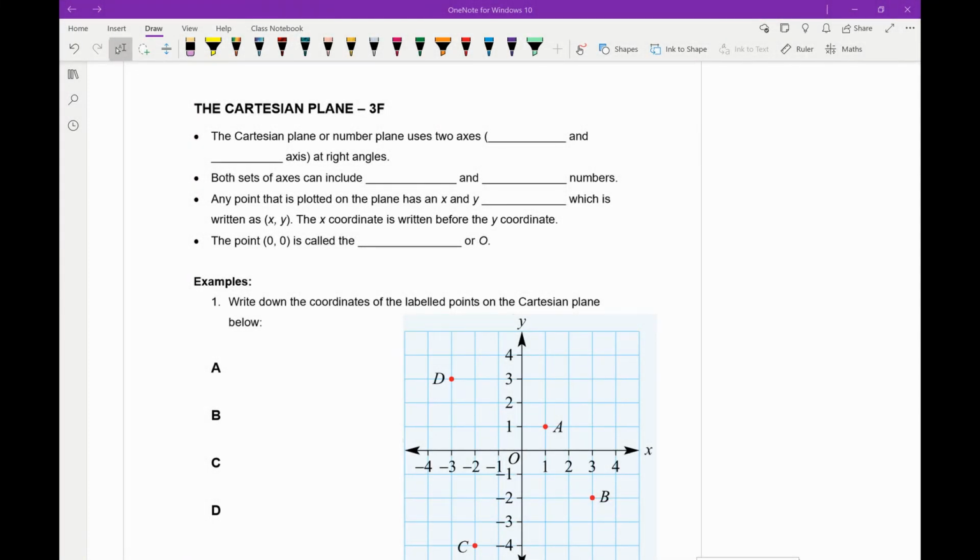Hello, Year 7. Okay, we get to do something a little bit different today. We have some work on the Cartesian plane.